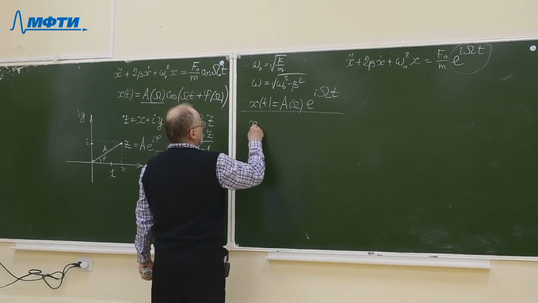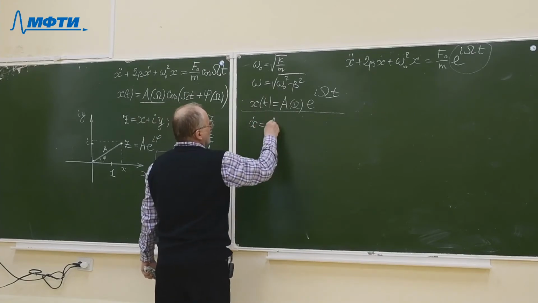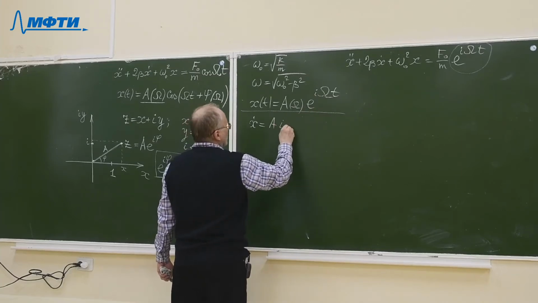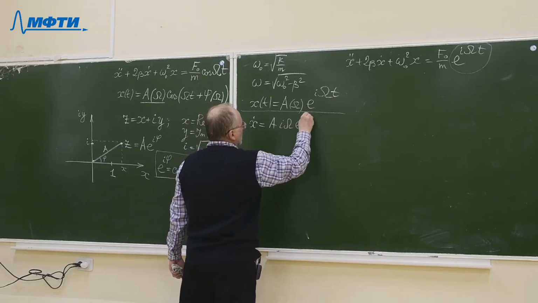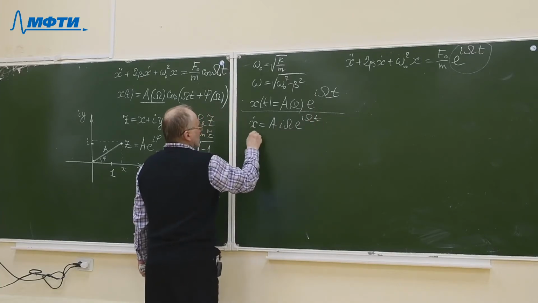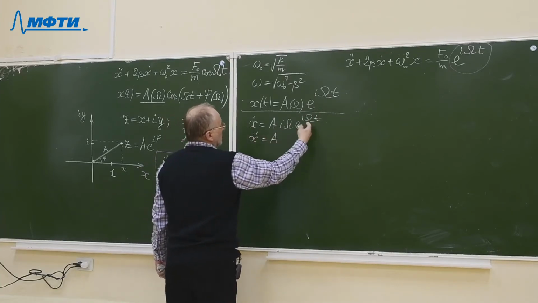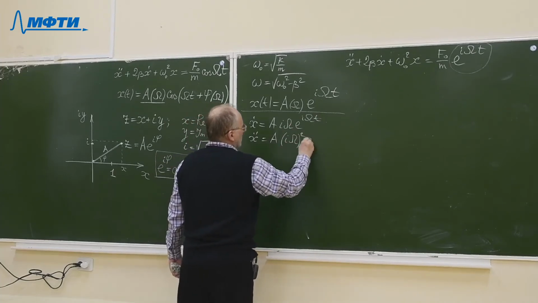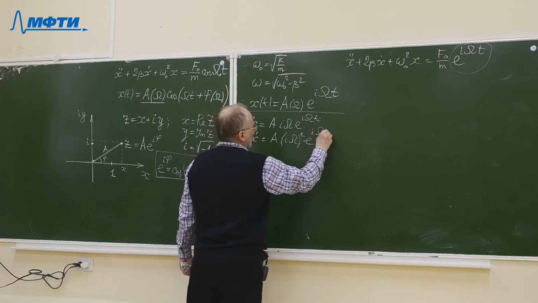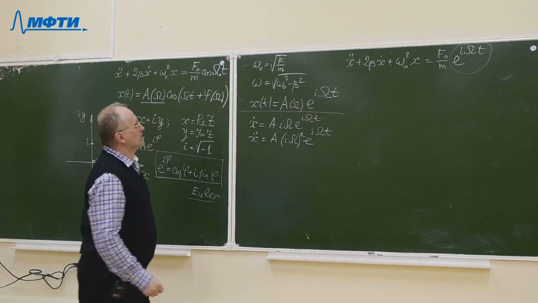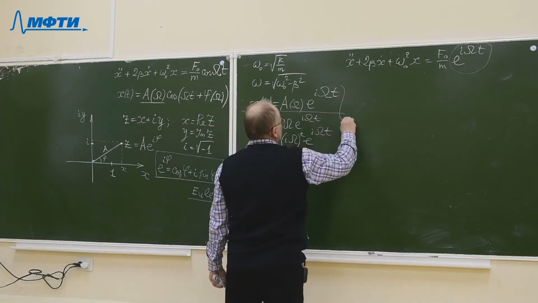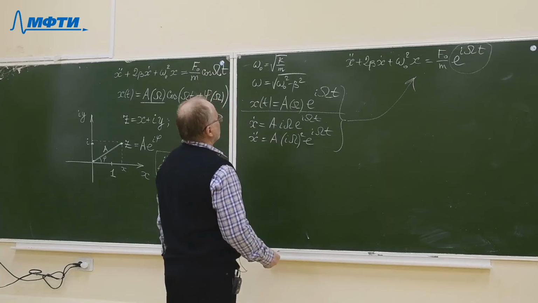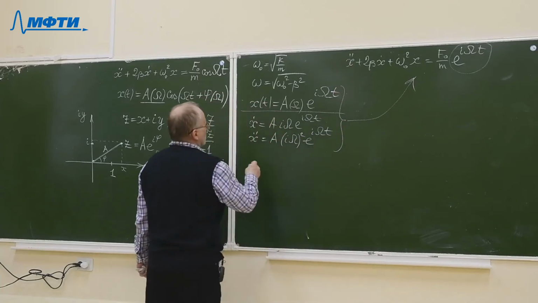So if we differentiate this function with respect to time, we will have a times i omega exponent i capital omega t. And the second derivative will be a, and again differentiating, I will obtain i omega squared exponent i capital omega t. And then substituting all these expressions into this equation, I will obtain the following.